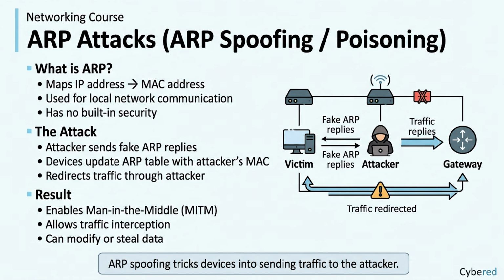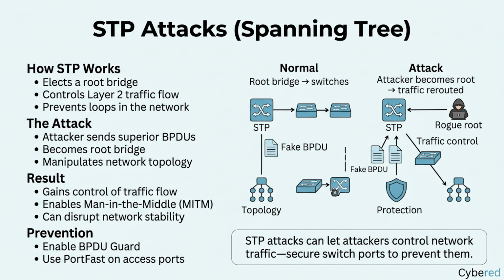ARP attacks, like spoofing and poisoning. ARP maps IP to MAC, but has no security. The attacker sends fake ARP replies, and devices update their ARP tables with the attacker's MAC. The result? Man in the middle. Traffic interception and modification.